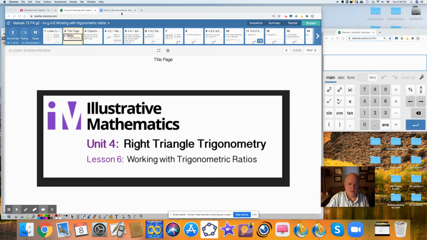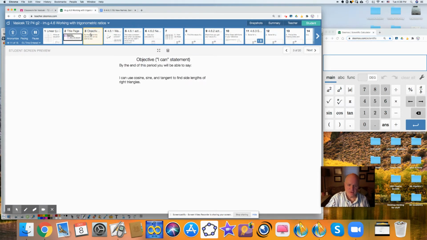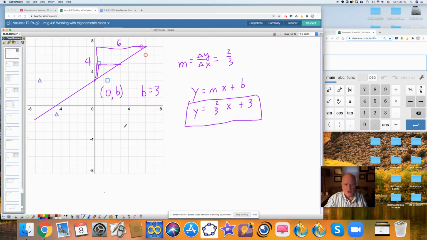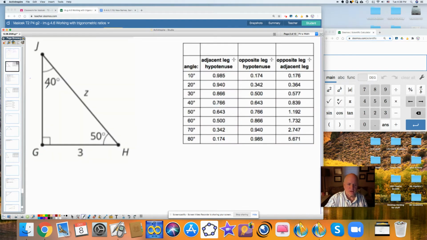Next activity that we were supposed to do, it says, first of all, the objective. By the end of the day, you would be able to say, I can use sine, cosine, and tangent to find the side lengths of right triangles. So here's a problem. This is one that we did at the very first part of this unit, when we actually had to find the missing side. When we knew two sides, we could use the Pythagorean theorem. Here we can't. So what are we going to use?